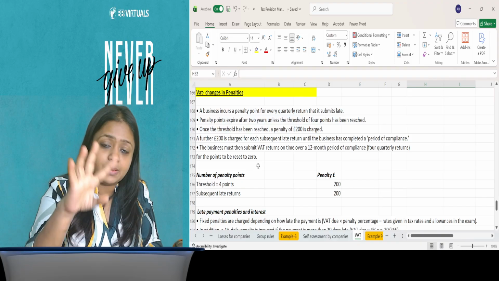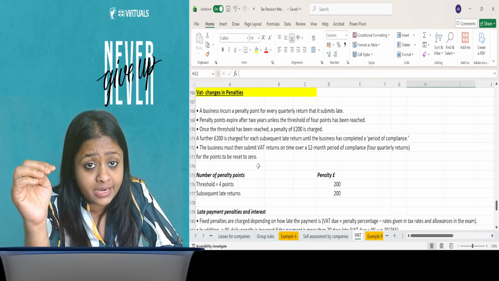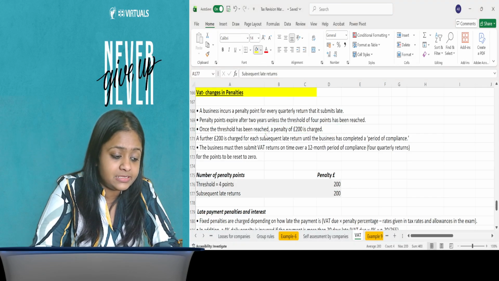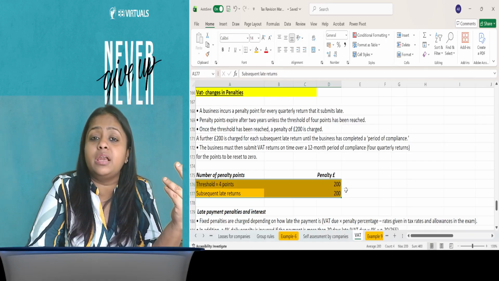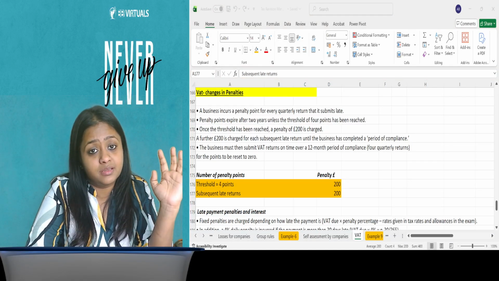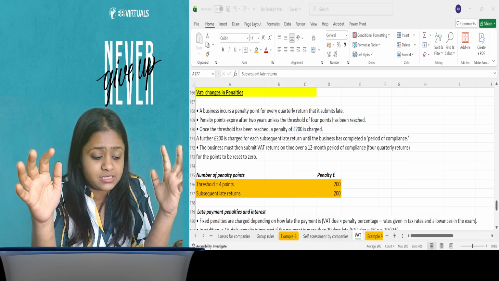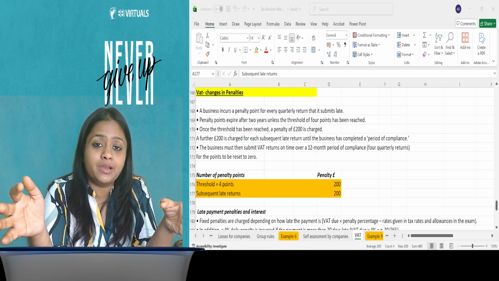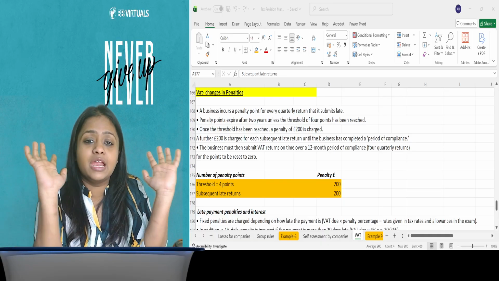So in a block of 2 years, up to 3 penalty points, it is no problem. The moment you have the 4th penalty point for filing your VAT return late, you will have a penalty to be paid of flat 200. Yes, no percentage, nothing, flat 200. And after this, for every subsequent return that you file late, again flat 200 is the penalty. This will go on till you have a complete 12 months period, known as the period of compliance, where there is no delay in filing the return. If you have that complete 12 months period, your points will be reset to 0. Done, clear. That's all for late filing of return.